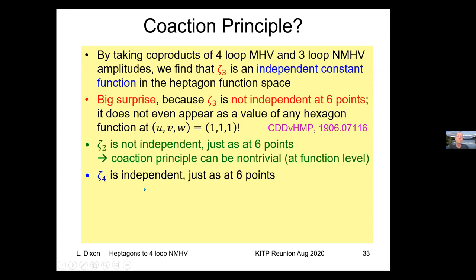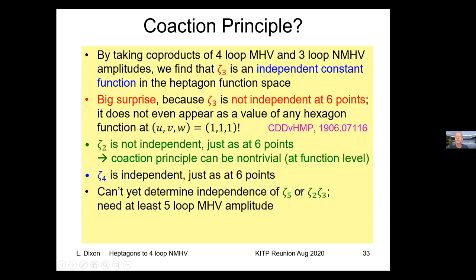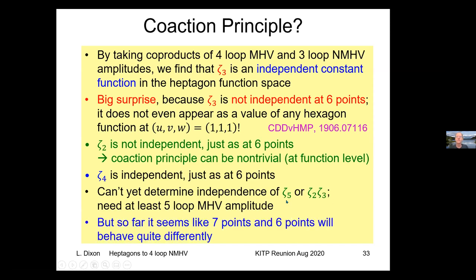Zeta 4 behaves the same way in both cases. It's independent in both cases. And we don't know what's going on with zeta 5 or zeta 2 times zeta 3. We don't have enough data yet. But it does seem that the very strict coaction behavior in the 6-point case is probably going to be looser or more relaxed in the 7-point case.